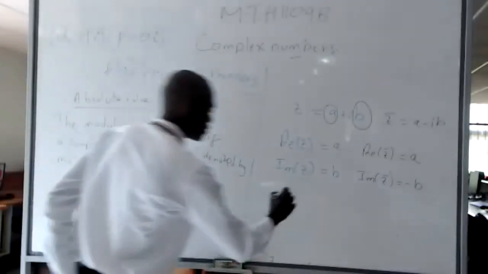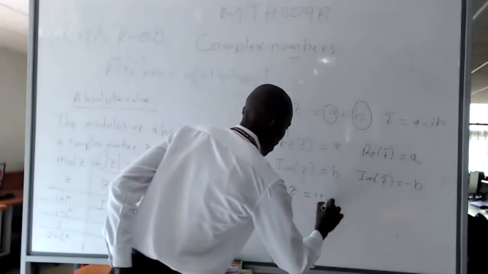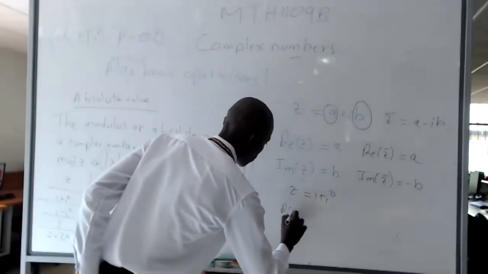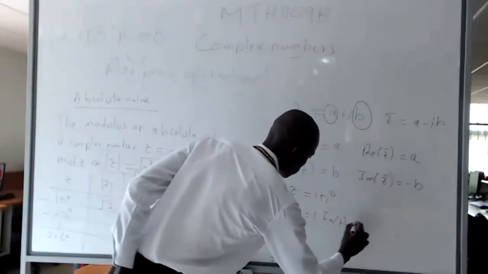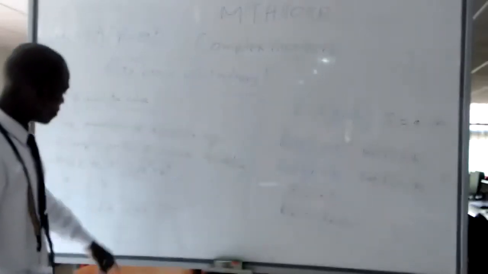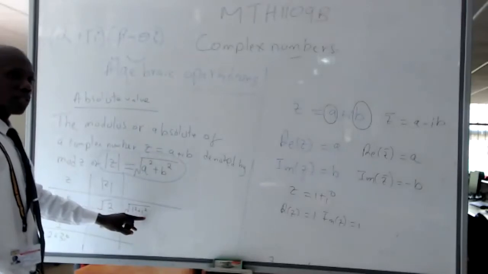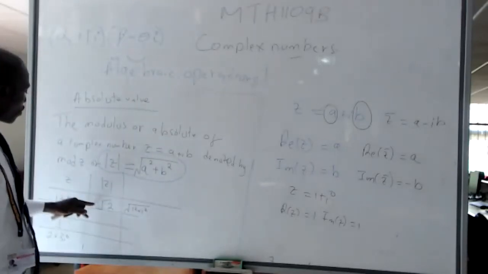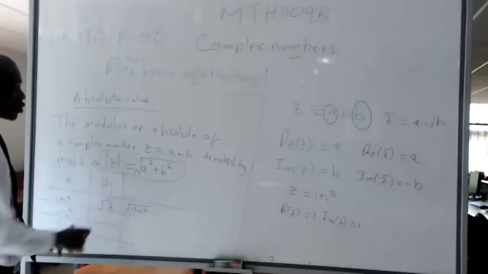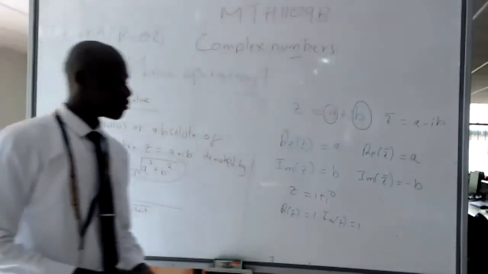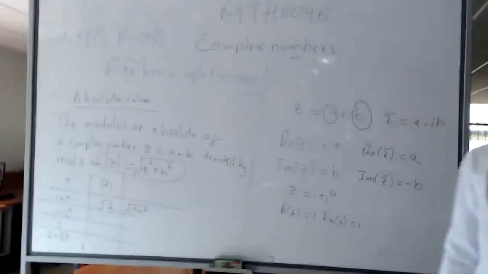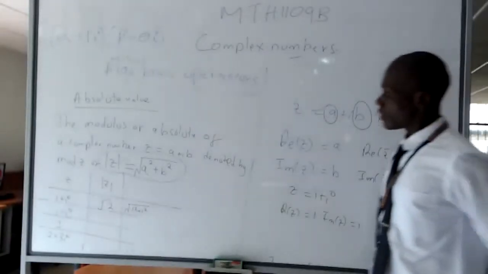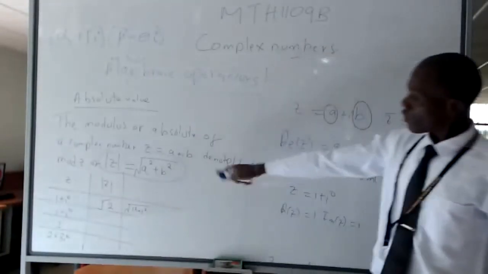So when you have Z is 1 plus I, the real part of this is 1. Imaginary part of this is also 1. That's why I'm taking 1 squared plus 1 squared, which gives me 2, then I take the square root, so the absolute value of this is square root of 2. Is it clear? Yes, thank you. Good. Any more questions on finding absolute value?